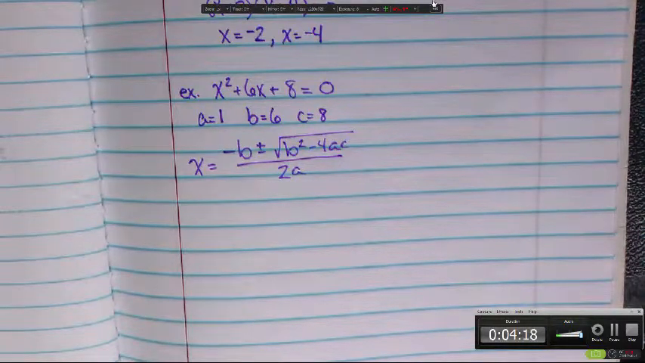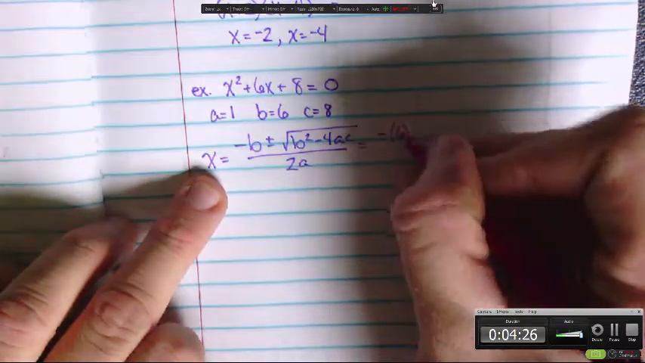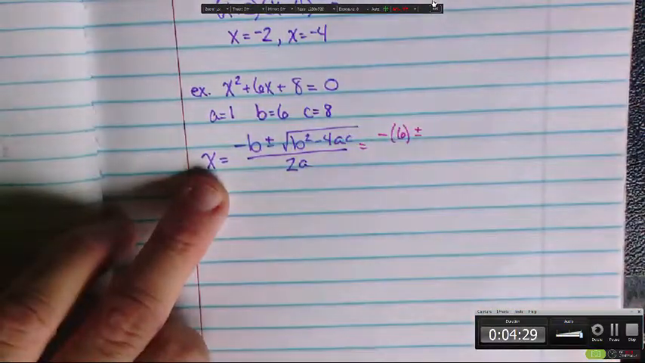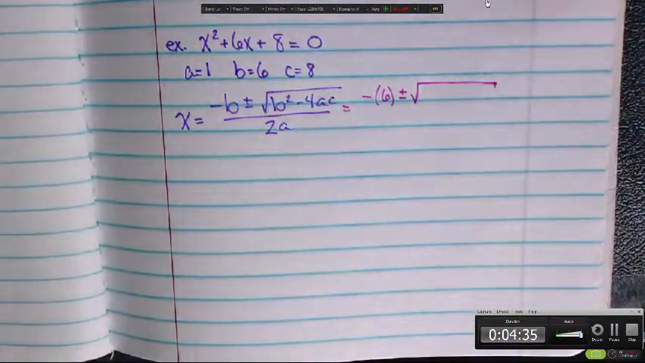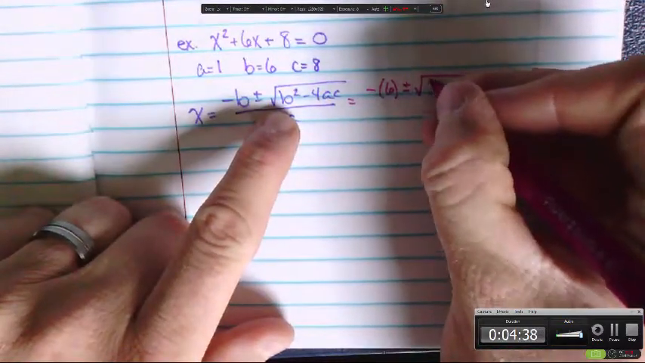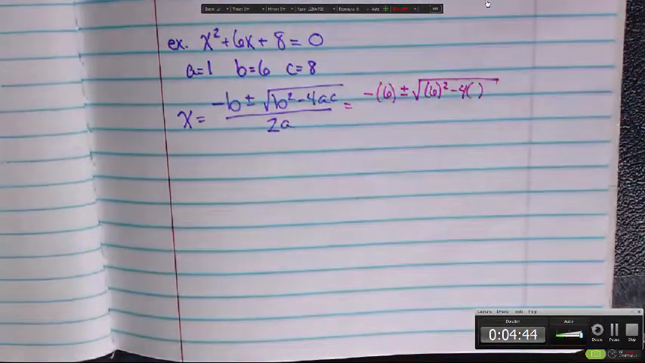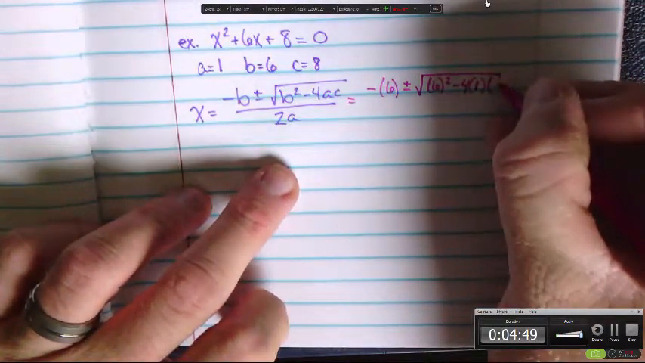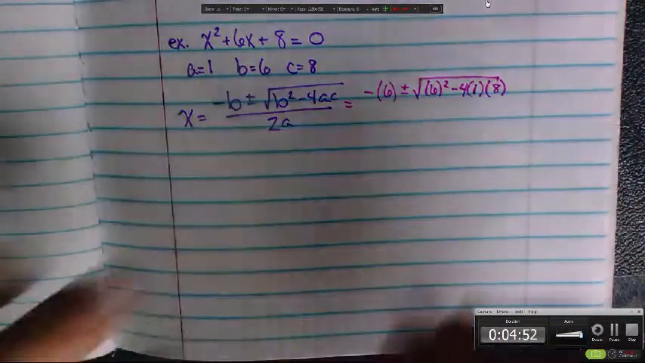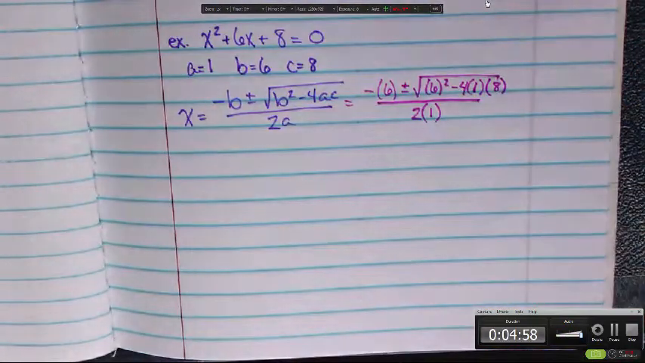So we're going to replace the b with what number? 6. So this is going to say x is equal to negative 6 plus or minus the square root, what goes in for the next b? 6 again, minus 4 times a, which is 1, times c, which is 8, all over 2 times 1.